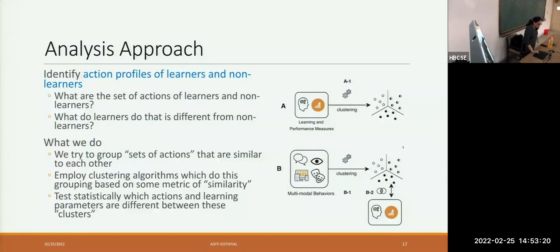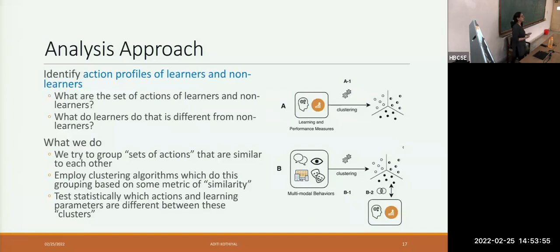So what we want now is action profiles of learners and non-learners. Simply put, we want to know among all of these multimodal actions, what were the features of the actions of learners, what were the features of the actions of non-learners, and what was different between them essentially. So what we try to do is, every team has a set of actions, and we try to identify which of these sets are close to each other.